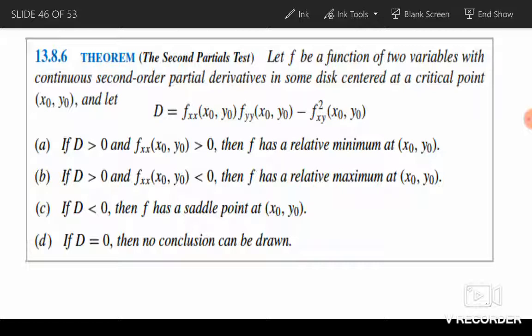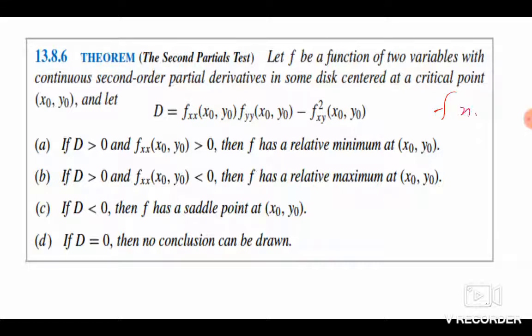If you are given a function f of x, y, the first step is to find fx and then fy. We call them p and q, isn't it? And then make them equal to 0: fx equal to 0, fy equal to 0. Take them as 0, because we know if the first derivative exists, it is 0 for a critical point.